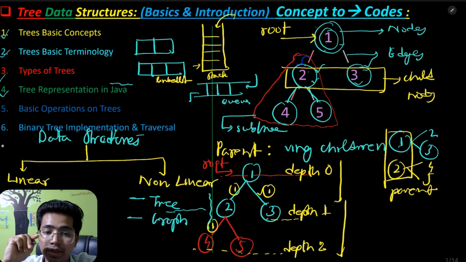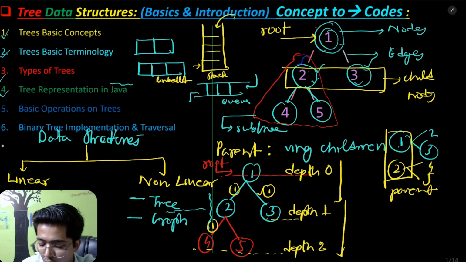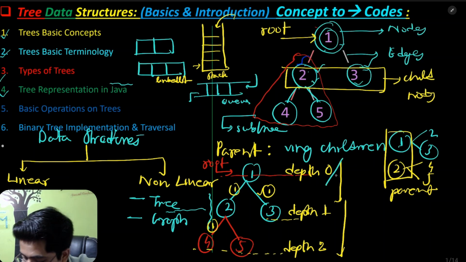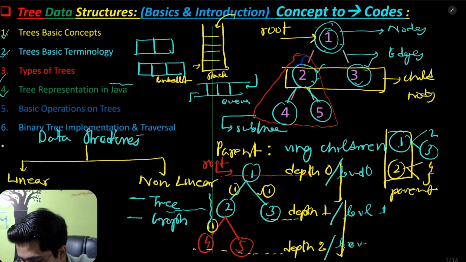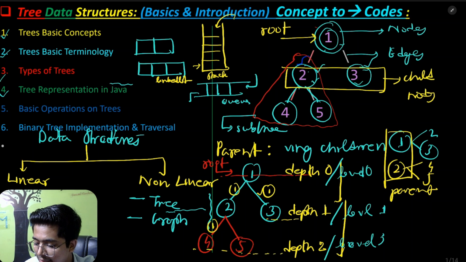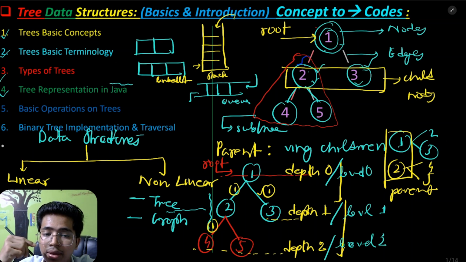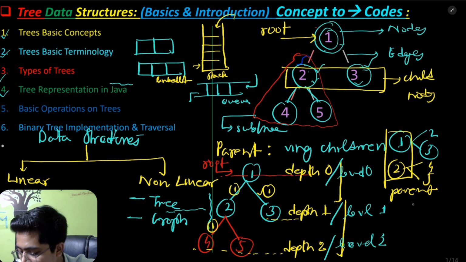Now understanding the level term: depth and level are similar terms. If the depth is 0, we sometimes call it level 0. So this is level 0, this is level 1, and that is level 2. So we can understand that in tree terminology, the terms depth and level have the same impact. Level equals depth. So we understood depth and level.